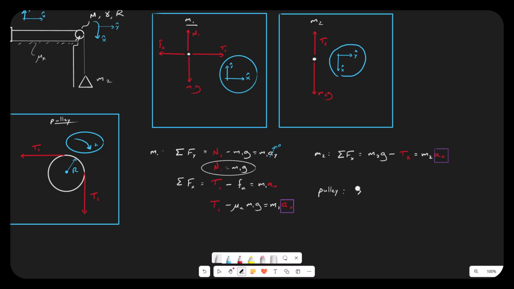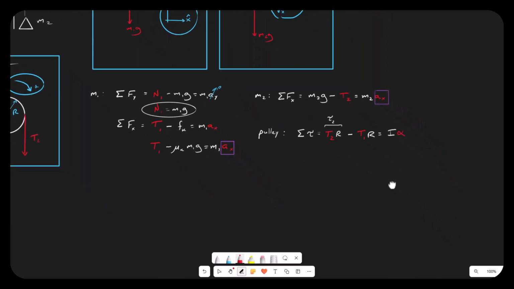For my pulley, I'm looking at a sum of torques. I have T2 causing a torque in the positive direction, and it's happening at a distance of r. So this together is my torque from force 2. And then I have T1 causing a torque in the opposite direction, also times r, is equal to, now sum of torques is equal to I times alpha.